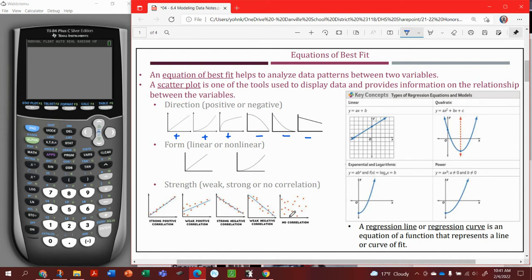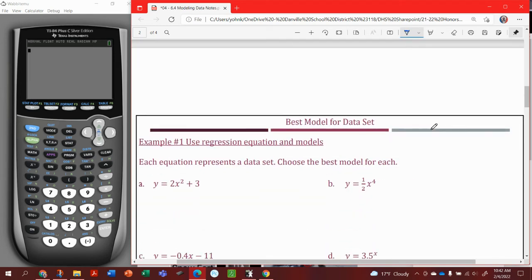Now, once you decide on what the scatter plot data is giving you, you can determine if it's going to fit best into a linear function, quadratic function, exponential function, or power function. Once you figure out what type of regression you have, you can make something called a regression line, which is when you try to fit an equation to the data in the scatter plot. So let's take a look at how we do this.